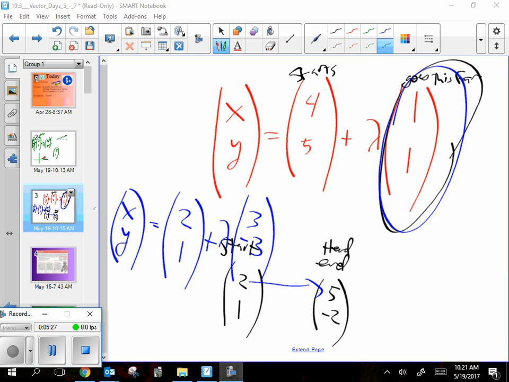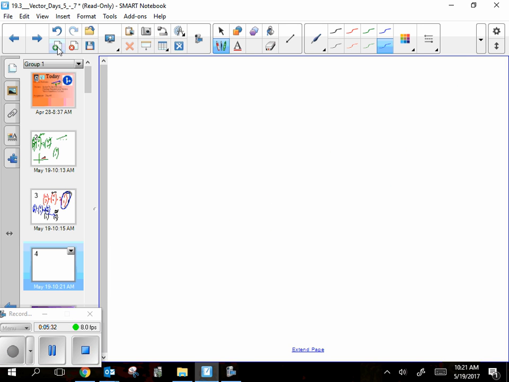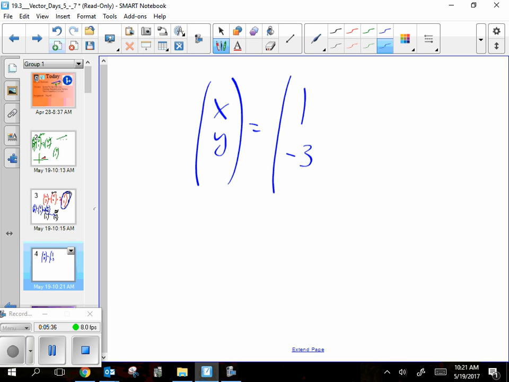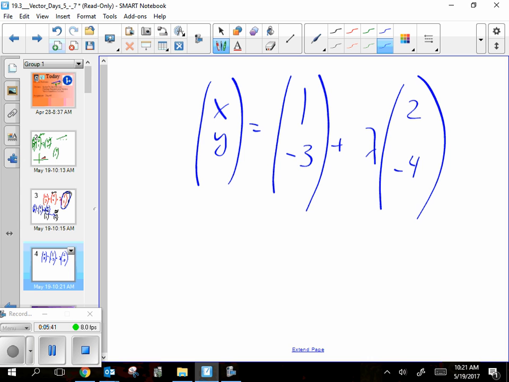All right, so if I give you one of these equations, and I don't say anything about it, I just say xy is 1, negative 3, plus lambda 2, negative 4, you should be able to say, okay, I know where it starts. I know how far it goes. Shouldn't you be able to figure out where it ends? Figure it out. I'll pause for a moment. If you start here, and I said you don't end there, where do you end?